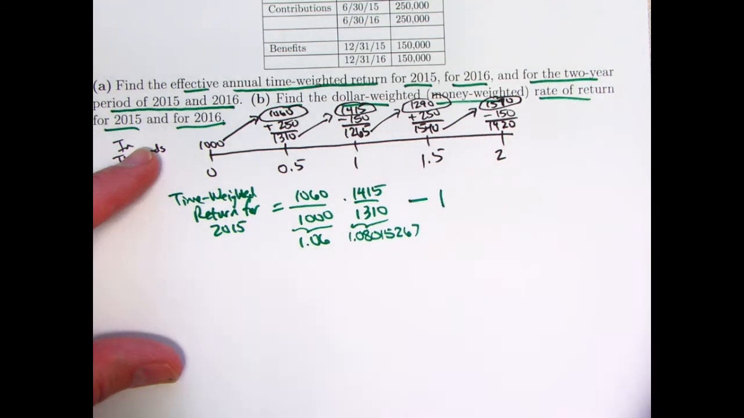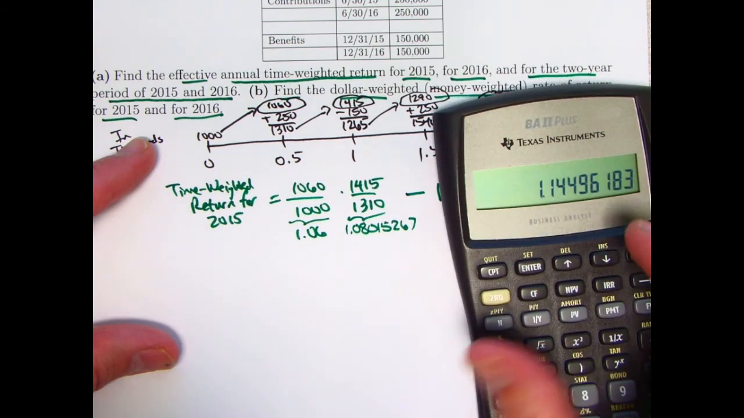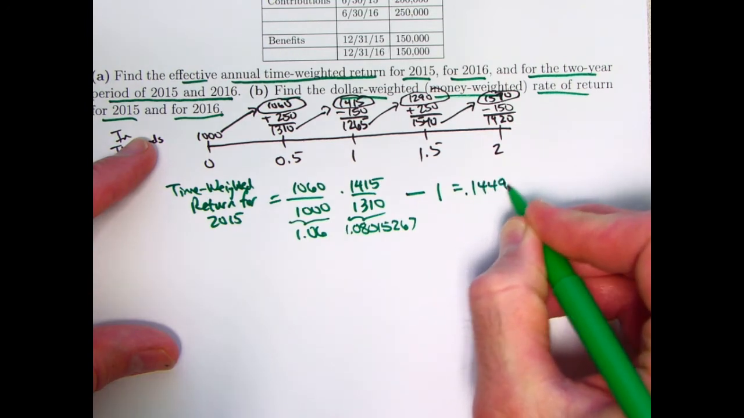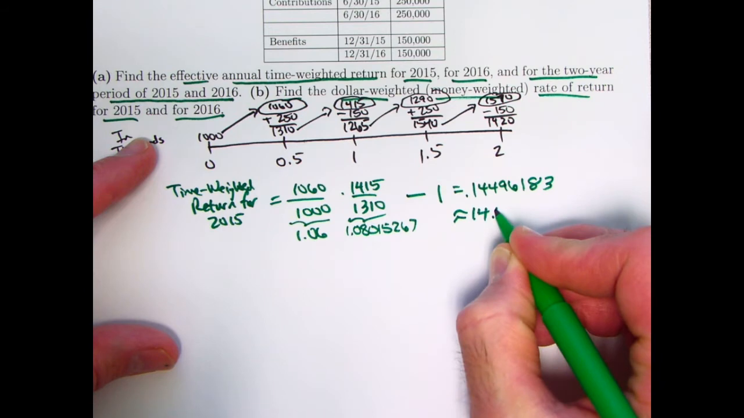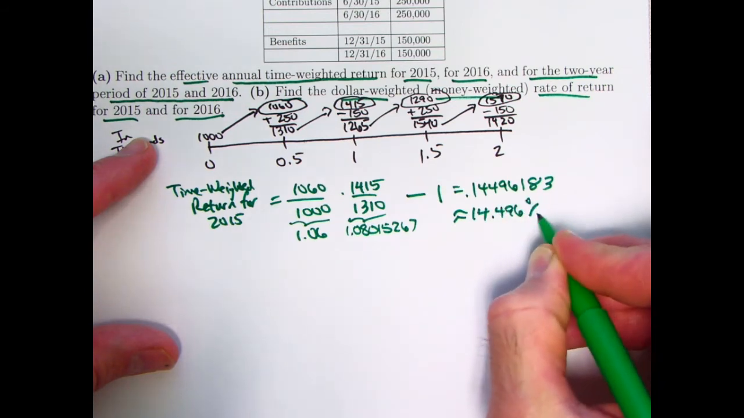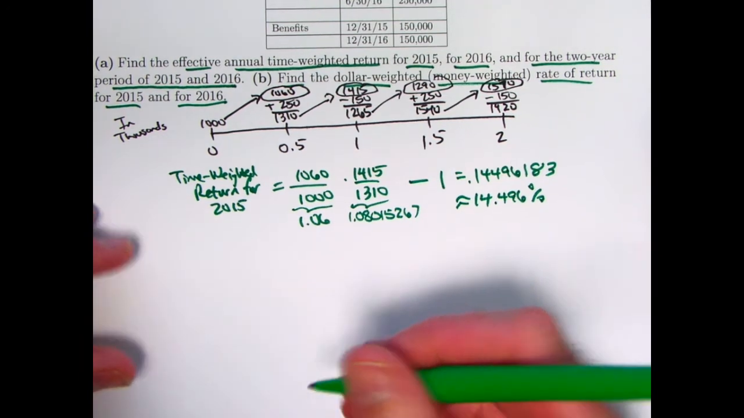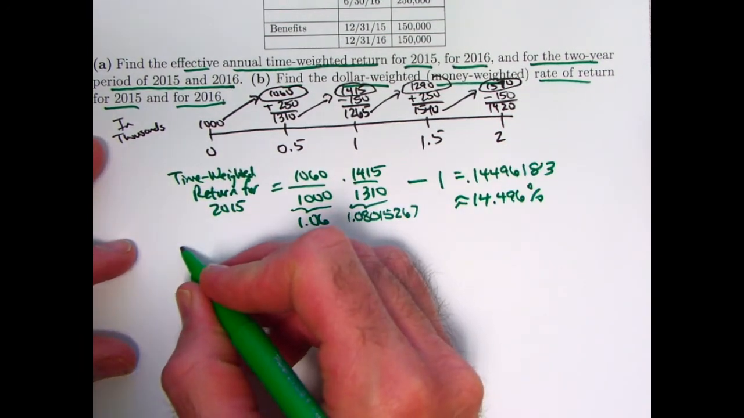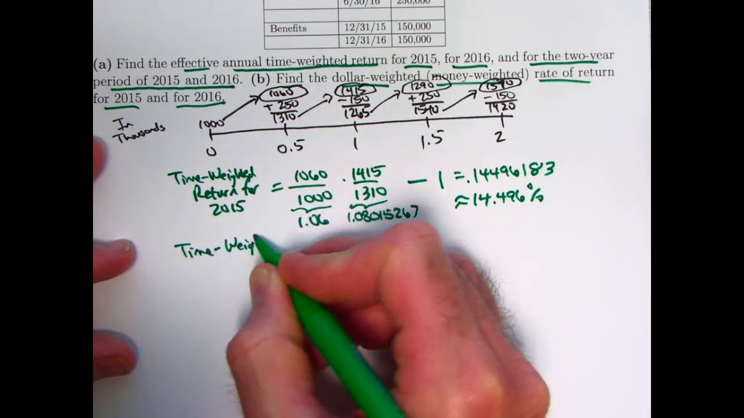Subtract 1 from this, and you're going to get 0.14496183, approximately 14.496%. All right, so that's the time-weighted return for 2015. It's already an annual thing because 2015 is a single year. How about the time-weighted return for 2016?